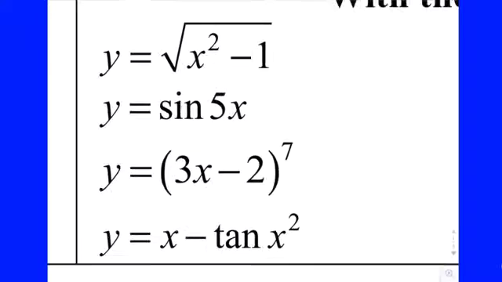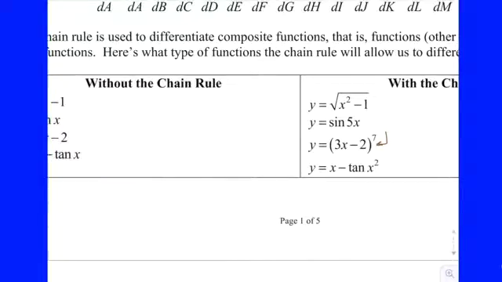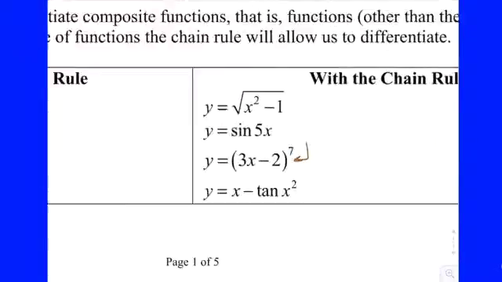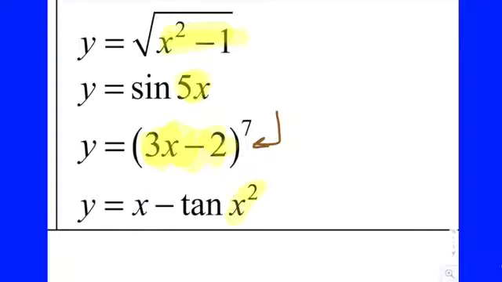These are the kind of things that we cannot do currently. The first one, the second one, the third one maybe. We can maybe do the third one if we had some time. We could expand it. But what's different about all of those on the right from all of these? This is not just the square root of x, it's the square root of blob. This is not just sine of x, it's sine of blob. This is not just x to the 7th, it's blob to the 7th. And this isn't just tangent of x, it's tangent of blob.